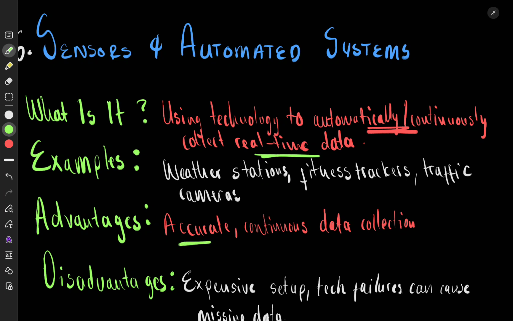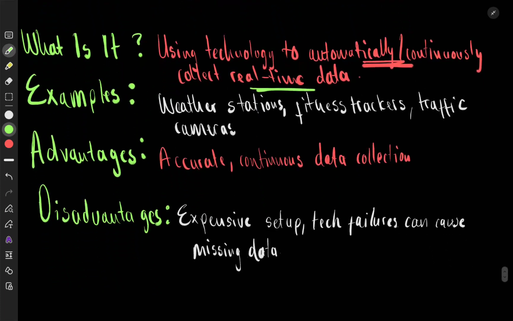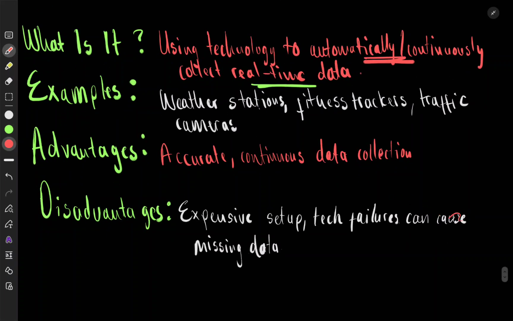And the advantages is that this will be accurate and continuous data will be collected. So you can collect accurate and continuous data, but the disadvantage is it's expensive to set up, and tech failures can cause missing data. So this is can cause missing data. Sorry, I was surprised. Yes, it can cause missing data.